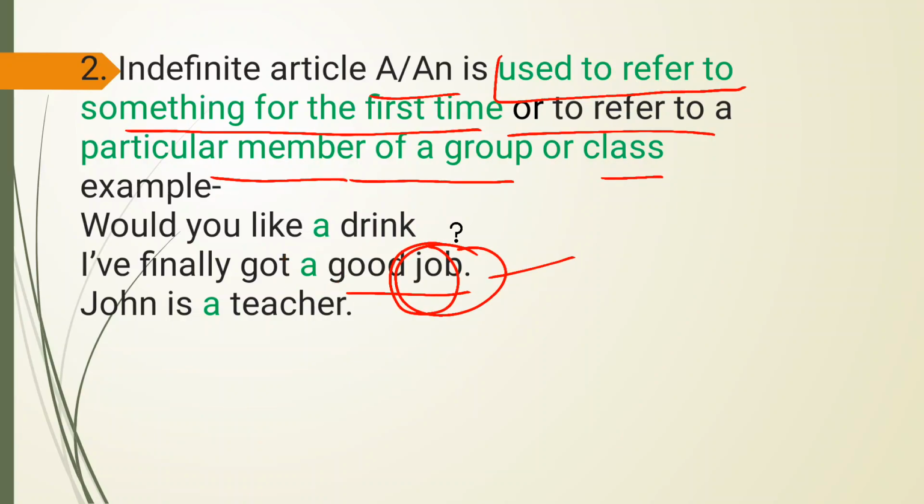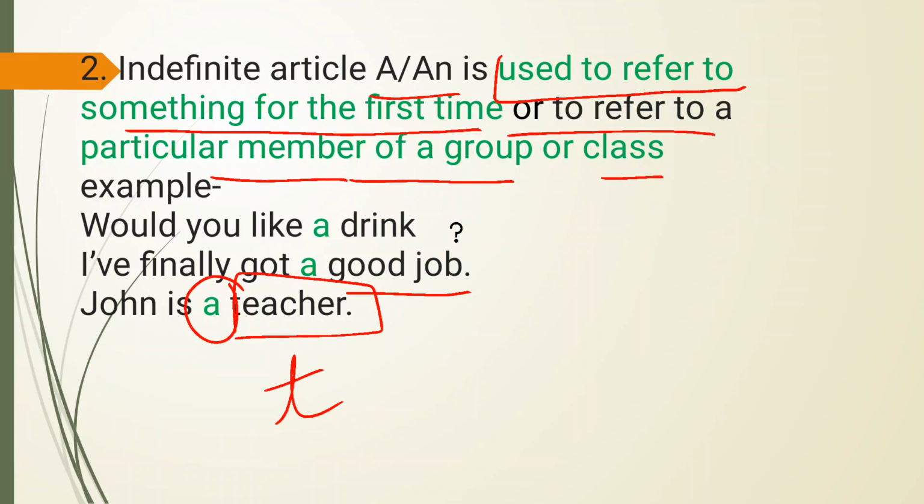Similarly, when we look at the third example, John is a teacher. Teacher is a noun which begins with t sound, that is a consonant sound, and that is why we are using a here, and this teacher has not been specified. It can be any teacher, means we are talking about his profession. We are not specifying what subject he teaches, and that is why we have used indefinite article a here.